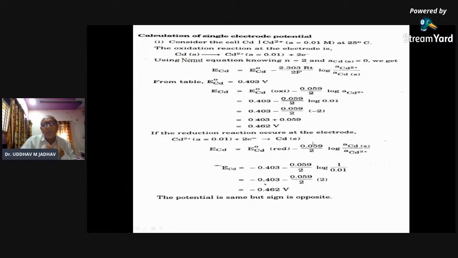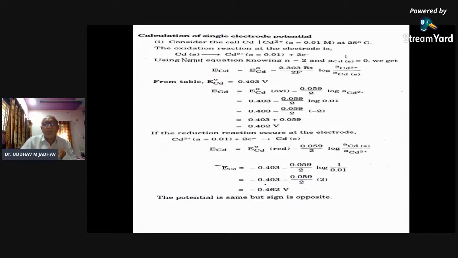Here what will happen there? Here, activity of solid CD divided by activity of CD electrolyte or solution having number of electron 2 plus. And that's why here, we know that the activity of solids, pure liquids, pure gases are always taken to be 1 at 25 degrees centigrade.